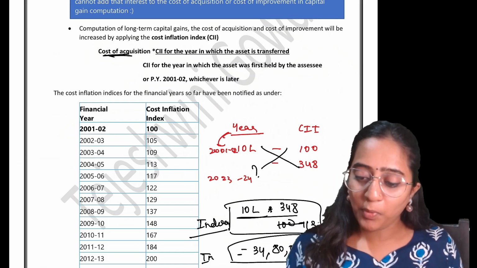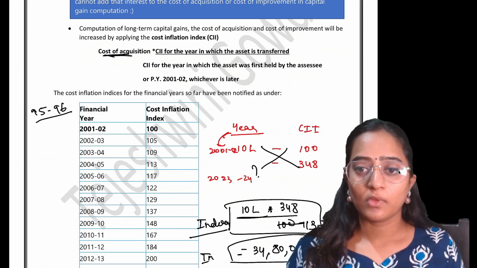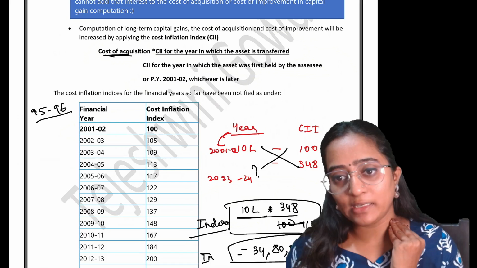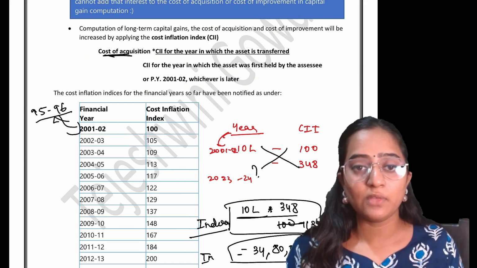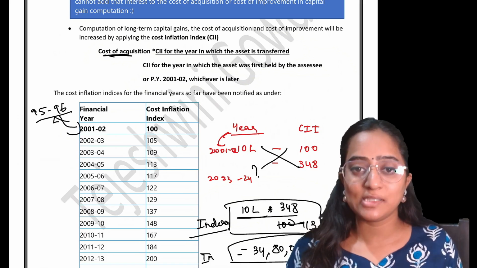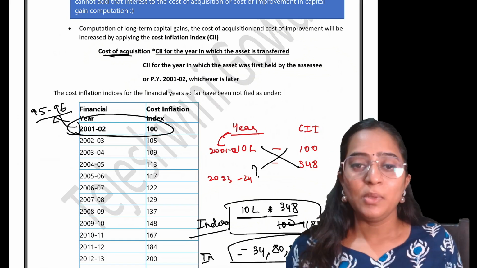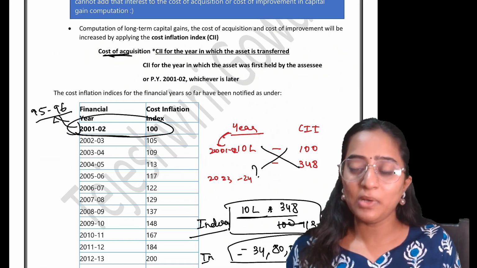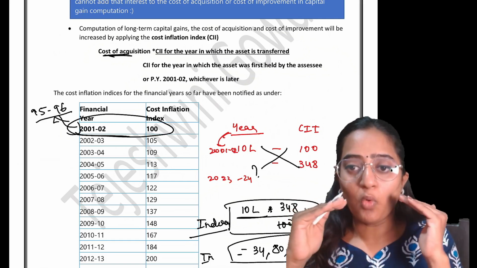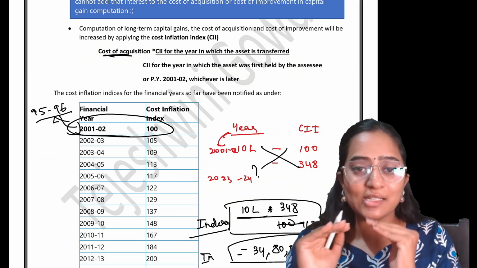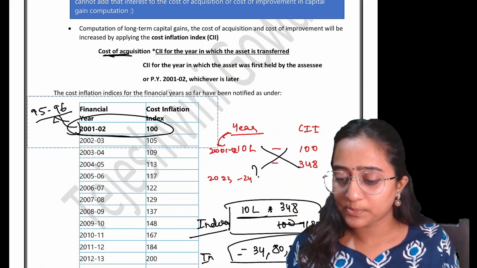Clear? Suppose you had purchased your property in 95-96. Purchase property 95-96 only. So now tell me whichever is later over here: 95-96, or 2001-02. Which one is the latest one? 2001-02. People, there is no CII available prior to 2001-02. So if you want to take it as a base, you have to take that CII of 100 only. It should start from 100. That is what it means.